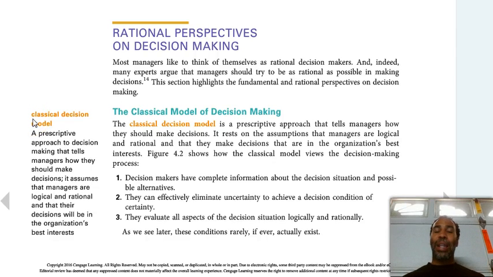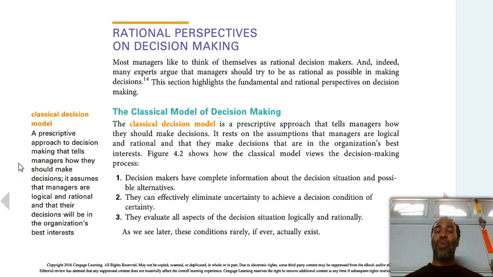Classical decision model. So let's check this out. And it doesn't always flow as smooth as 1, 2, 3, 4. I know that, but let's check out how the classical decision model looks. It says a prescriptive approach to decision making that tells managers how they should make decisions. It assumes that the managers are logical and rational, right? That's a big assumption, and that their decisions will be made in the organization's best interest, and that's a big assumption as well, right?